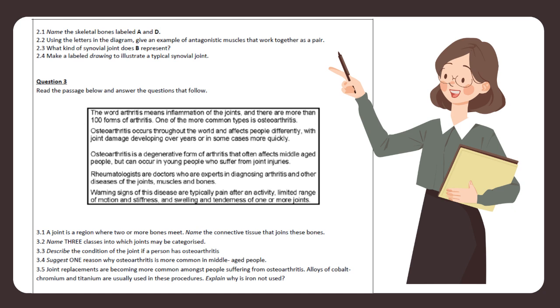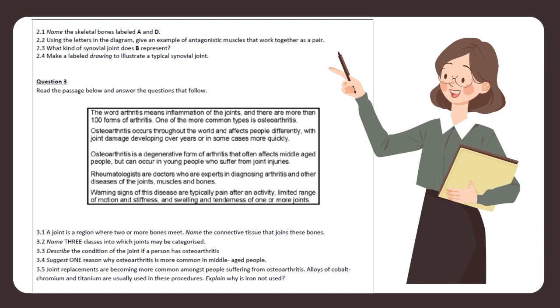Question 3. Read the passage below and answer the questions that follow. 3.1 A joint is a region where two or more bones meet. Name the connective tissue that joins these bones. 3.2 Name three classes into which joints may be categorized.